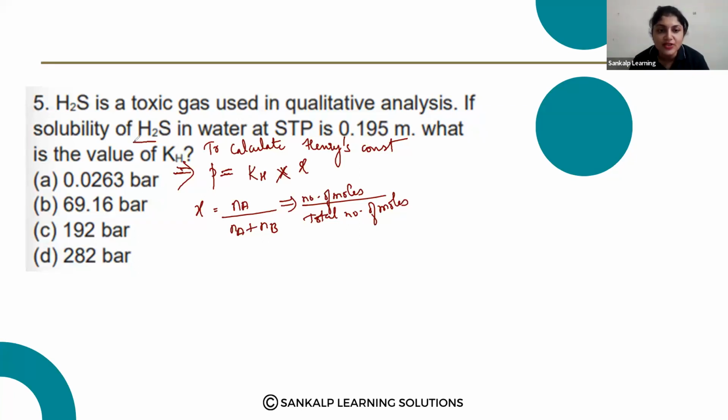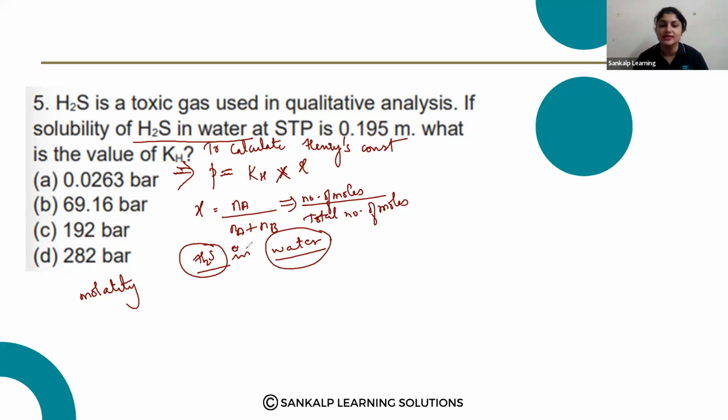Now they have given what? H2S in water. So what is molality given as? We have to calculate the mole fraction for H2S as well as water. So there are two entities. Component A is H2S, component B is water. Molality of H2S is given as 0.195 m.